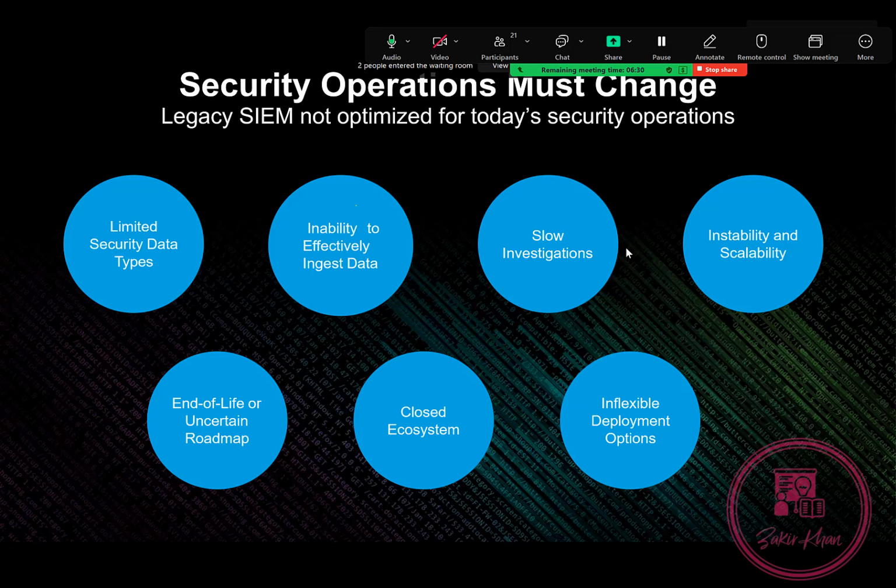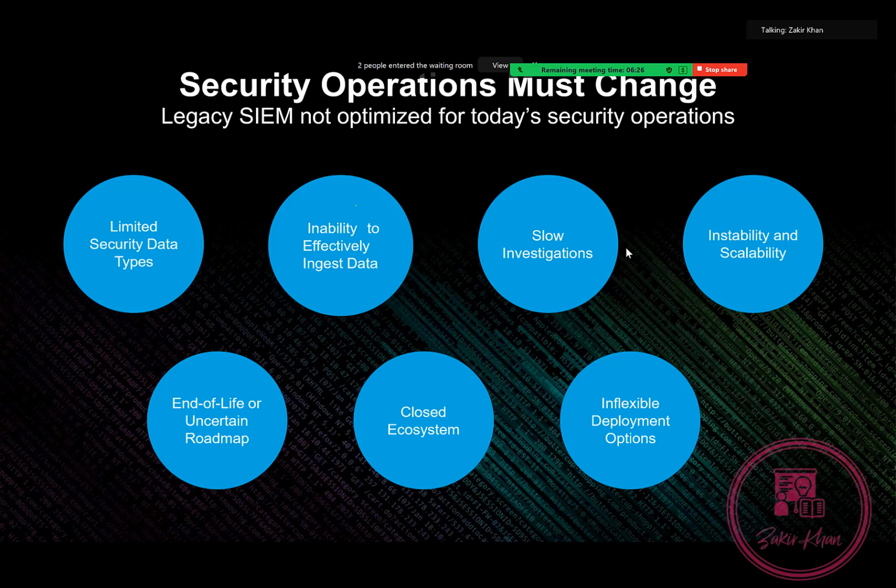Slow investigation as well. Stability and scalability. End of life and product roadmap. Closed ecosystem. There are many systems which are closed in their ecosystem, including IoT as well. And flexible deployment and optimization: before, in the legacy, when you deployed some solution, it was not flexible, so you could not upgrade or optimize it and change it with time. That's why it becomes obsolete.